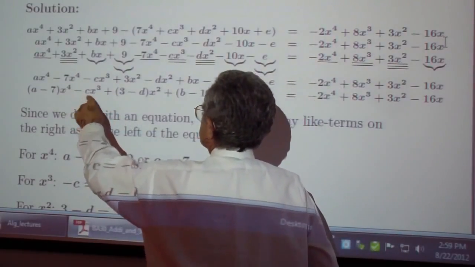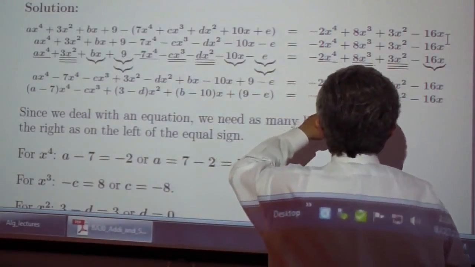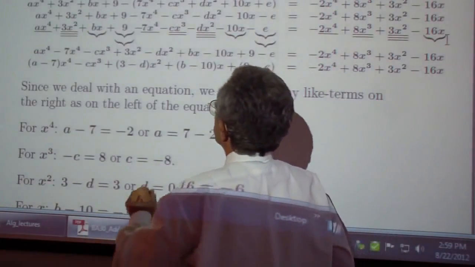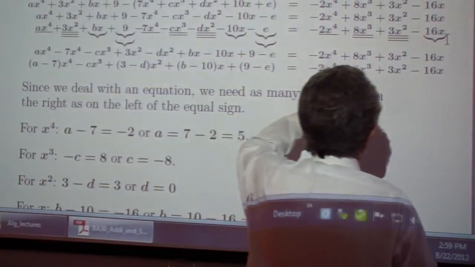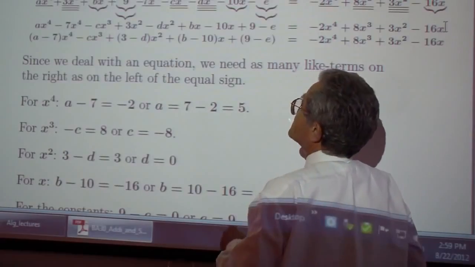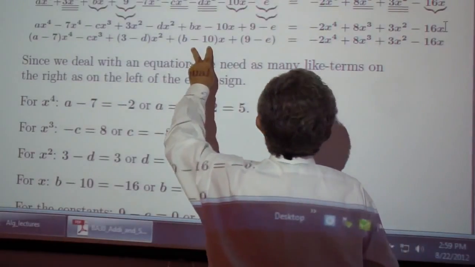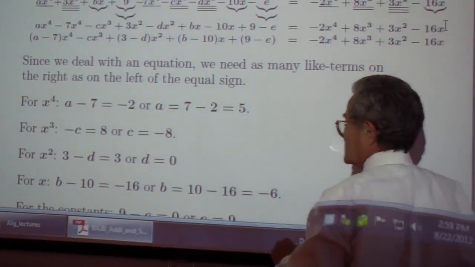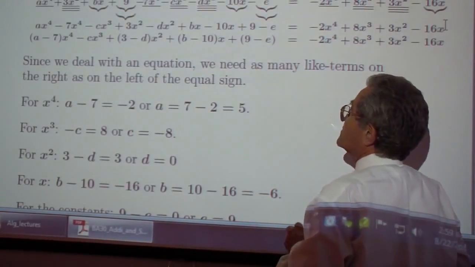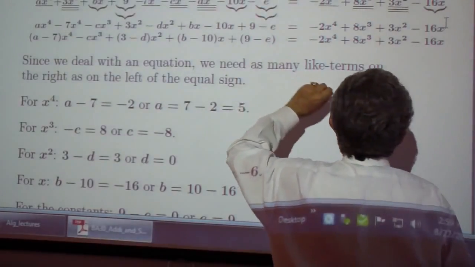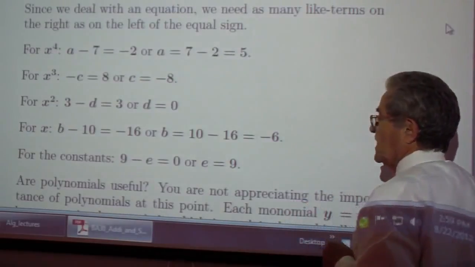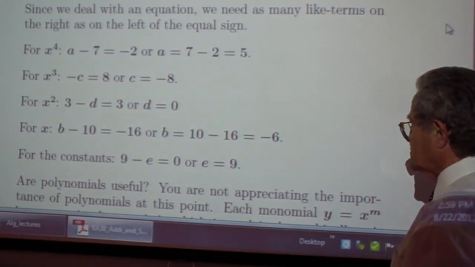Negative c, the coefficient of x cubed, is 8. So c is negative 8. For x squared, we have 3 minus d, which is equal to 3. So d is 0. For x, we have b minus 10, which is equal to negative 16, or b is negative 6. And for the constants, we have 9 minus e, which is equal to 0, or e is equal to 9.